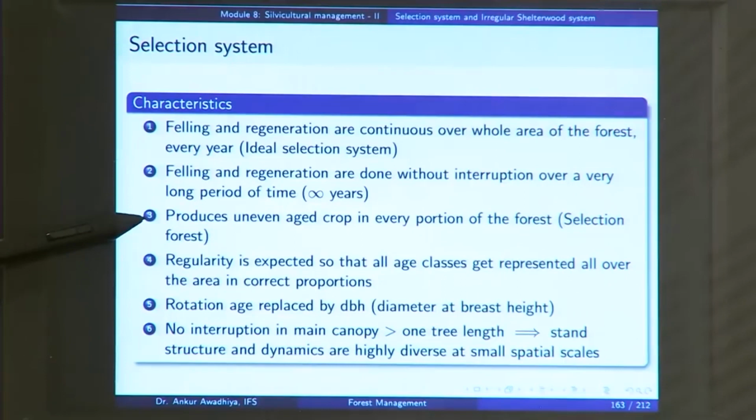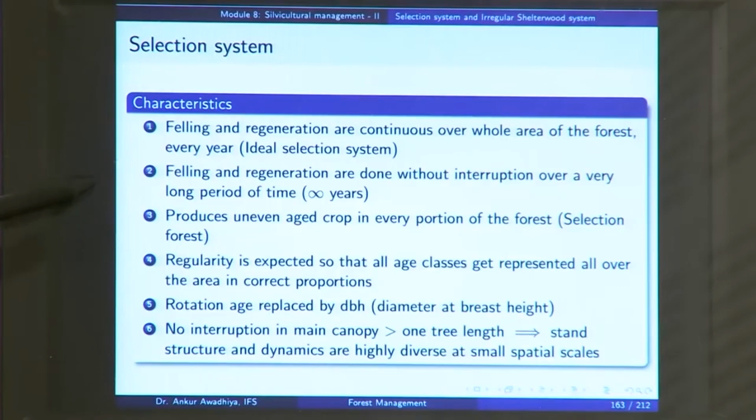It produces an uneven aged crop in every portion of the forest, which is known as a selection forest. Now, we had seen that in the case of the other silvicultural systems, we were producing an even aged forest, which means that in every stand the ages of the trees differ by less than 20% of the rotation age. But in the case of a selection system, we are producing an uneven aged forest, which means that the trees have very different ages, and the age difference between the trees is greater than 20% of the rotation age that you have selected.